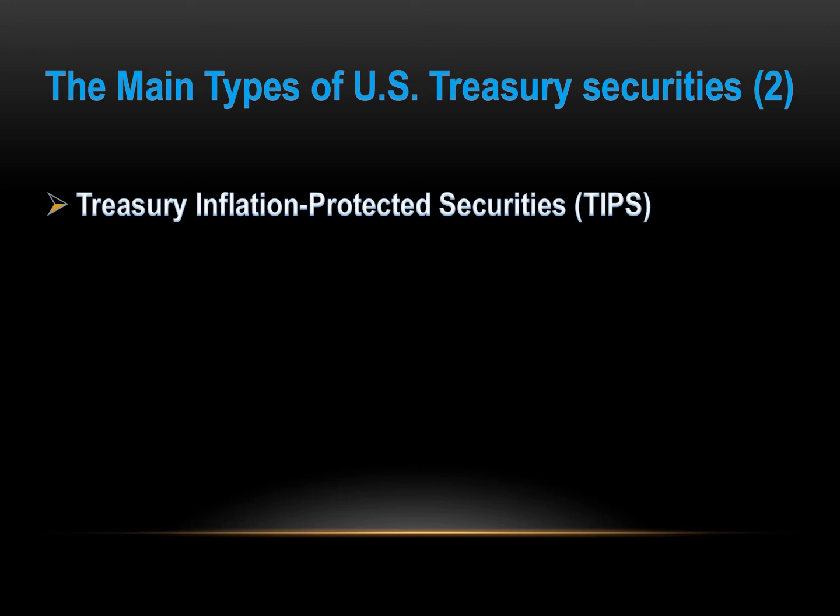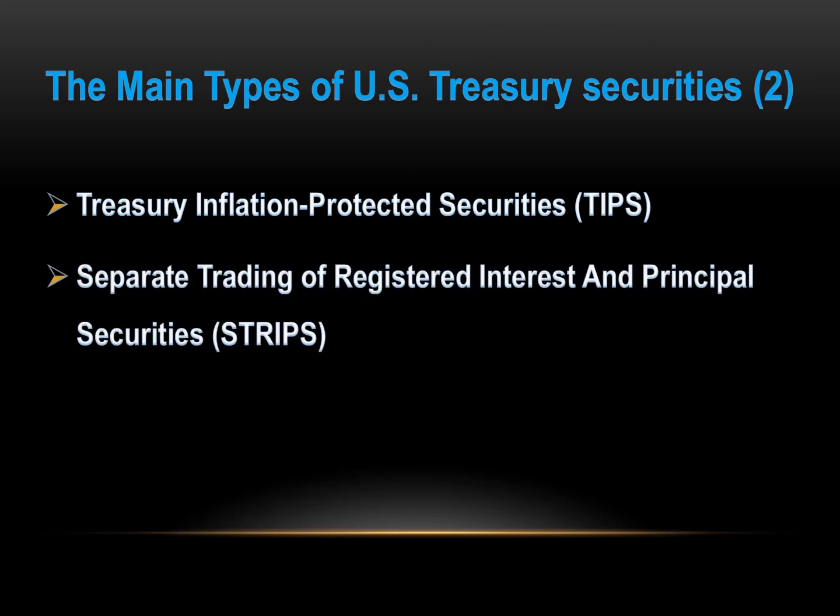The next type I would like to discuss is separate trading of registered interest and principal securities, or STRIPS. Now, I know the feeling. Any product with that long of a name would have to be a complicated one. But STRIPS are fairly simple as an instrument. They are basically the same traditional bonds, but banks just sell the bond principal and bond coupons separately.